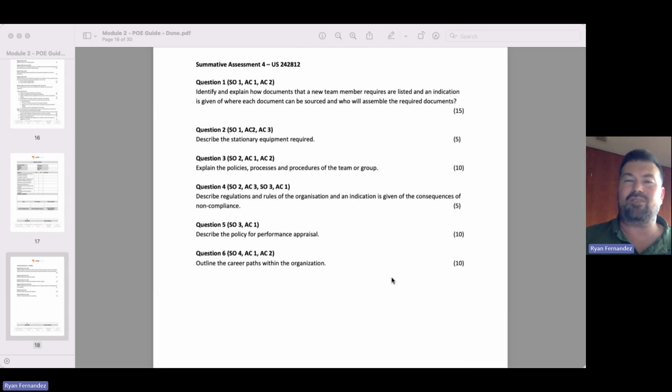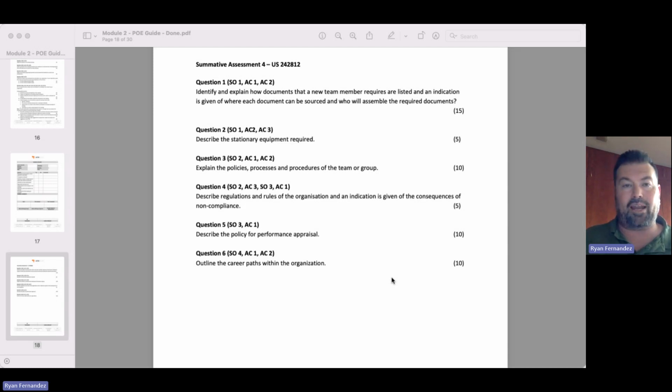But again, because it is the summative section, I want you to please be quite specific so that the assessor understands that in your context, this is how you would do it. And that then gives them the ability to mark you competent.